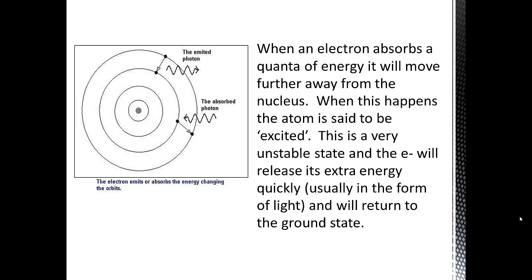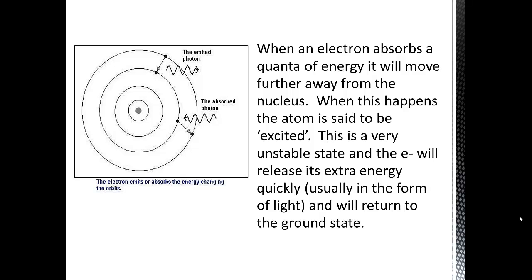When an atom absorbs a quanta of energy, it will move further away from the nucleus, and when this happens, the atom is said to be excited. This is a very unstable state, and the electrons will release the extra energy quickly, usually in the form of light, and that's what produces the atomic spectra for each element. Since the distance, or the energy quanta, is different for every element, that's why the atomic spectra is also different, because those absorbings and returnings have different energy values, so they'll also give off different wavelengths of light.